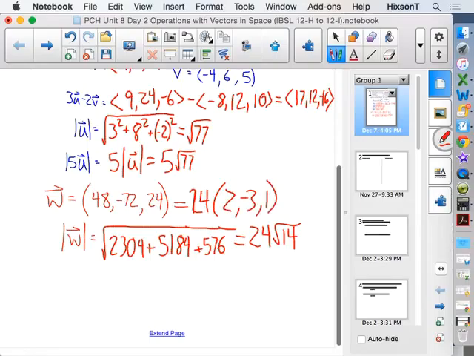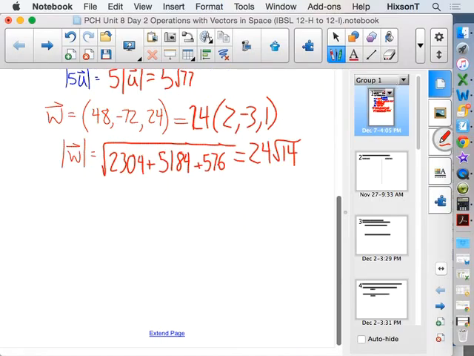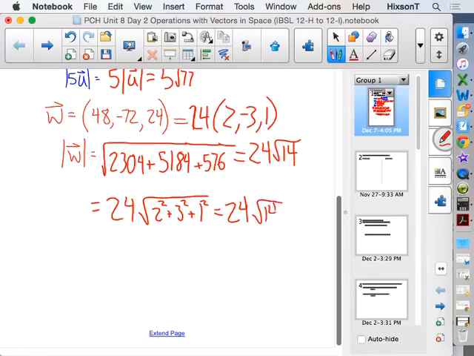I don't know about you, but to me, squaring 2, negative 3, and 1 is a lot easier than squaring 24, 72, and 48. So what I have here is 24 times the square root of 2 squared plus 3 squared plus 1 squared, and that's 24 root 14. You get the same thing either way, but this is something to look out for that can make things a little simpler. Keep your numbers smaller, less of a chance to make a mistake.